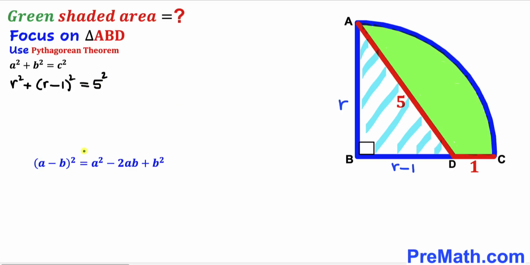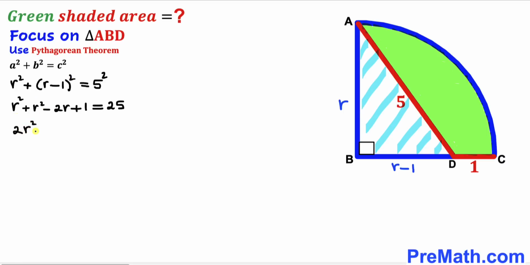Now let's recall this famous identity: (a minus b) whole square can be written as a square minus 2ab plus b square. We are going to apply this identity on the left hand side of this equation, on this binomial. So we can write r square plus r square minus 2r plus 1 equals 25. Let's combine these like terms. So we can write 2r square minus 2r plus 1 equals 25.